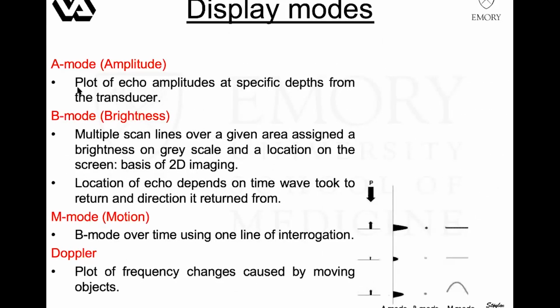In terms of display modes, this is kind of historical, but last year I used this as a final Jeopardy question for the Georgia ACC, and I don't think anybody got it right, unfortunately. So hint, hint: A mode stands for amplitude, B mode stands for brightness, M mode stands for motion, and Doppler is, well, Doppler.